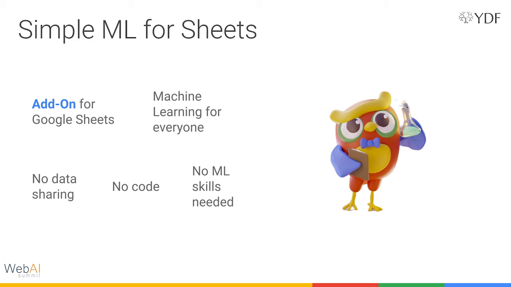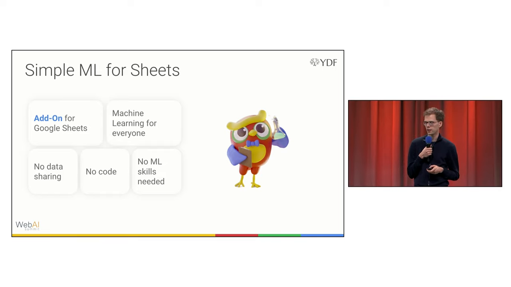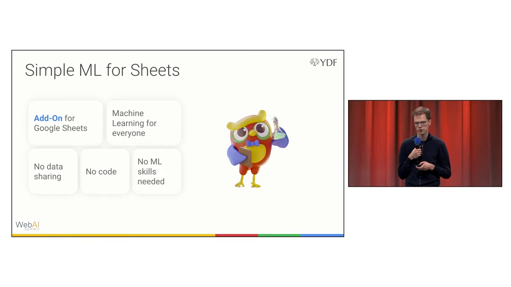Simple ML for Sheets is a free add-on for Google Sheets that allows anyone to build machine learning models within Google Sheets. And it's really designed to be machine learning for everyone. It does not require the user to write a single line of code or to have any prior knowledge of machine learning. It does not share data with any third parties. And everything either happens in Google Sheets or in your browser. We now have over 150K installations globally, and the add-on is free to download.